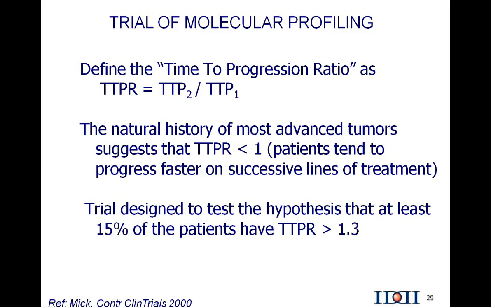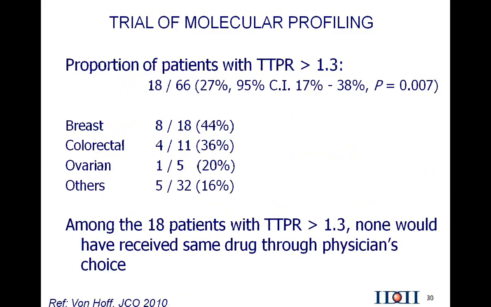This trial was designed to test the hypothesis statistically that at least 15% of the patients have a time to progression ratio in excess of 1.3, which is something that you would not expect given the natural history of most tumors. Here are the results of this trial.